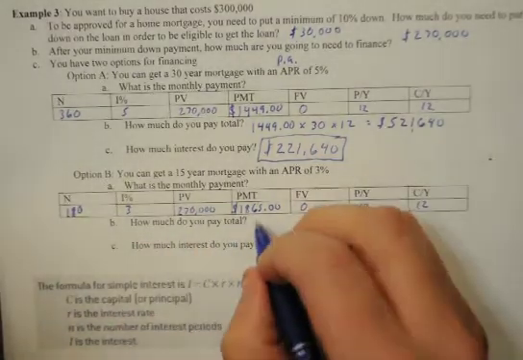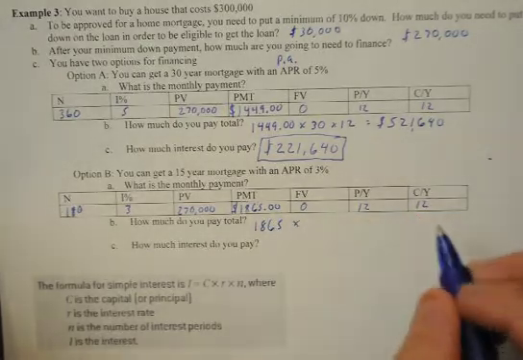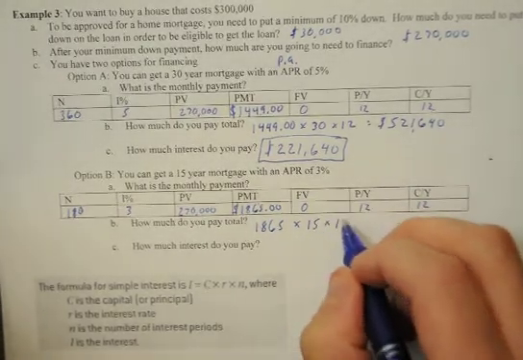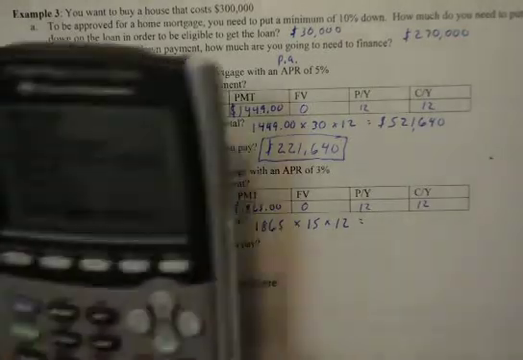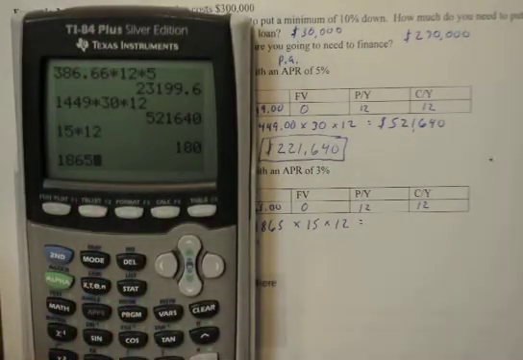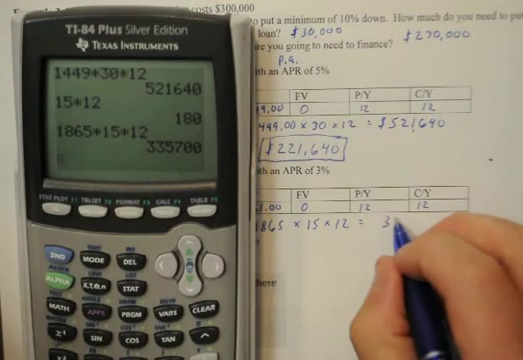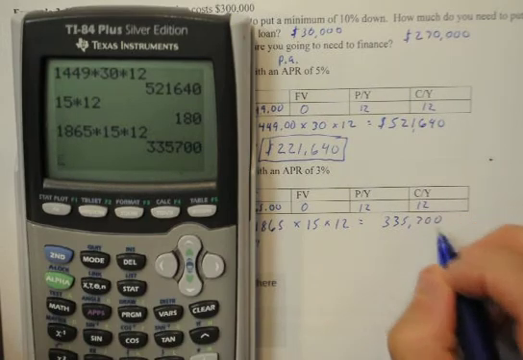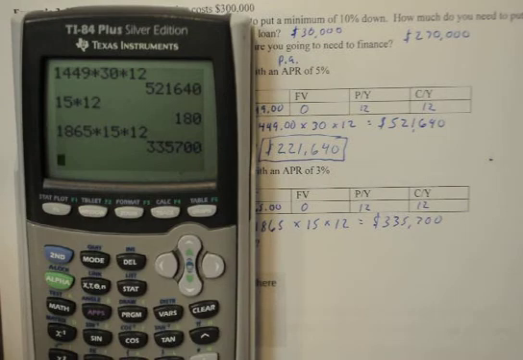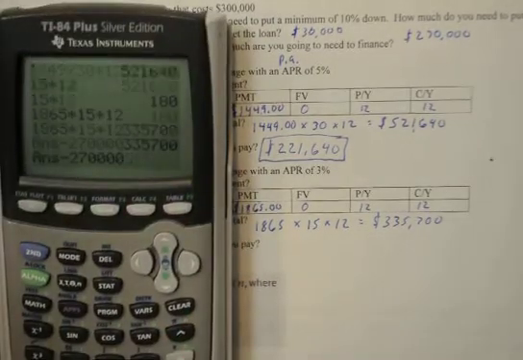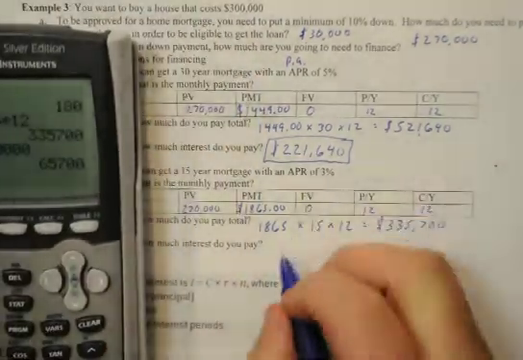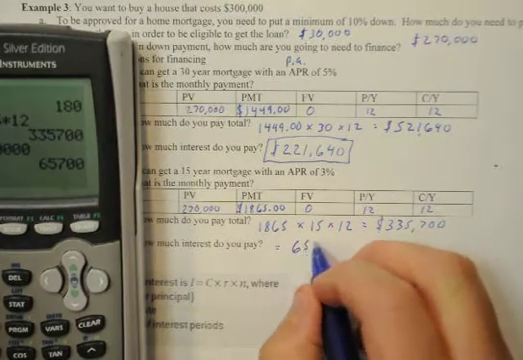How much do you pay total? So you pay $1,865 for 15 years, 12 times a month. So 1,865 times 15 times 12, or times 180 if you want to do it that way. You end up paying 335,700, which when you subtract, I just realized I made an error on this problem. When you subtract the amount that you financed, that gives you the amount of interest you pay at $65,700.